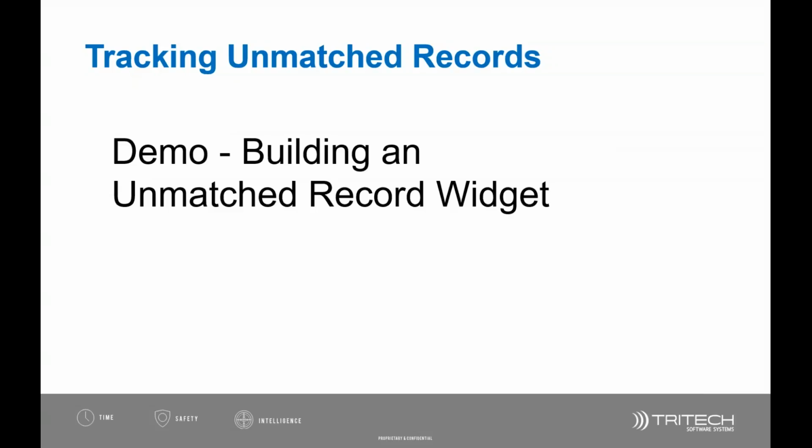So anything under 100% match rate could lead to underreporting, depending on the type of routine that you're running. That's why we encourage clients to keep track of unmatched records if they can. This is most easily done in your dashboard application. So I want to show you an example of how to create an unmatched record widget real quick here.